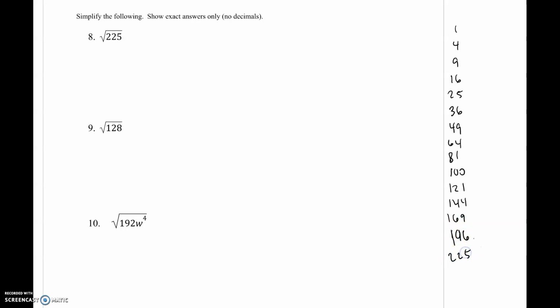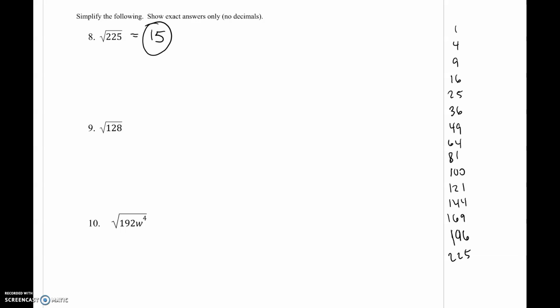Okay. So what's funny is that we start doing this and we start thinking that nothing's going to have nice answers. But if you can think about these perfect squares and you get comfortable and you notice them. Number 8, what's the square root of 225? It's 15. It's a perfect square. Don't forget that sometimes we can just take the square roots of numbers.